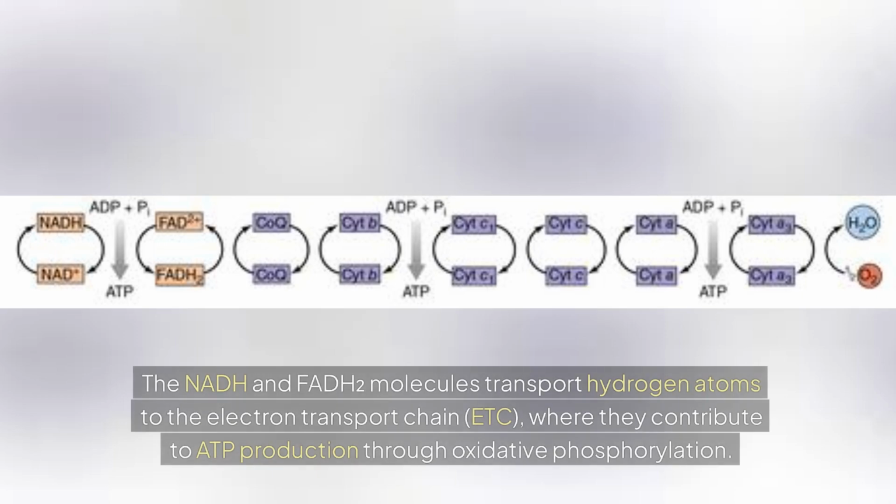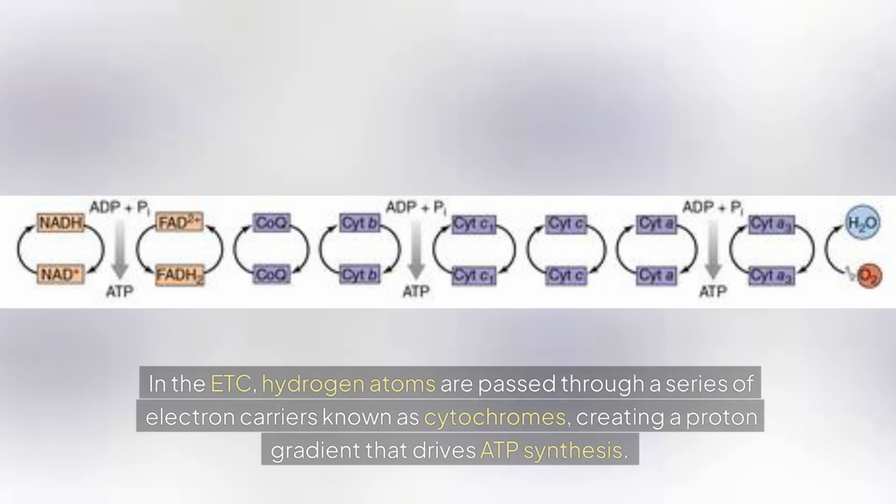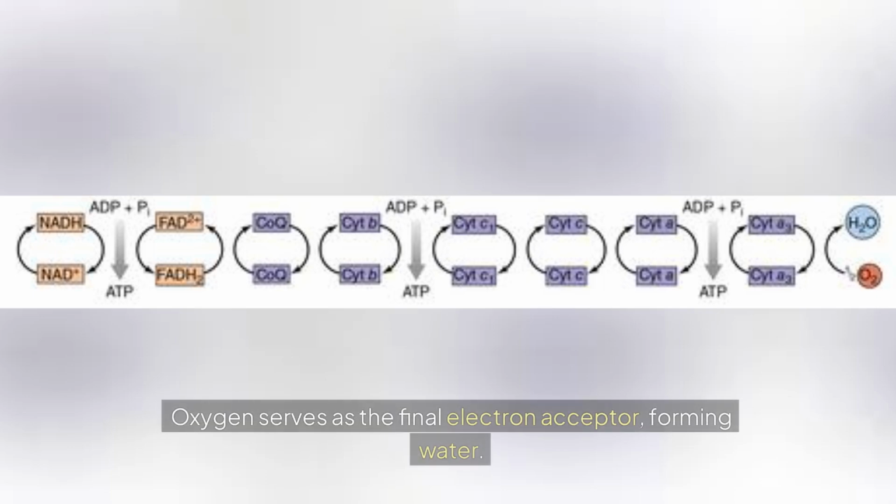The NADH and FADH2 molecules transport hydrogen atoms to the electron transport chain, ETC, where they contribute to ATP production through oxidative phosphorylation. In the ETC, hydrogen atoms are passed through a series of electron carriers known as cytochromes, creating a proton gradient that drives ATP synthesis. Oxygen serves as the final electron acceptor, forming water.